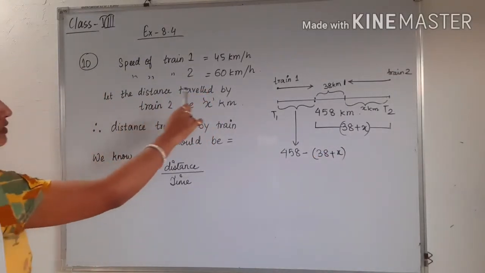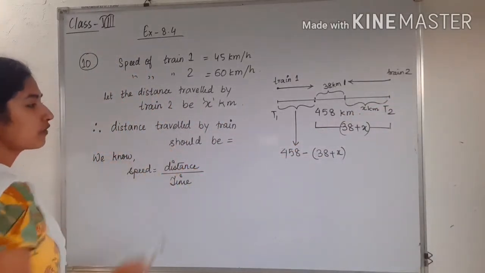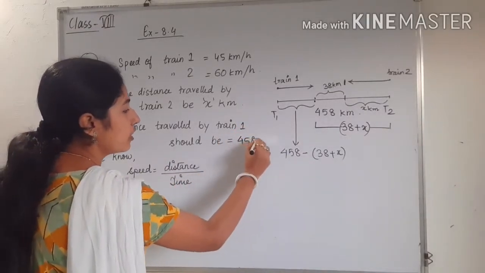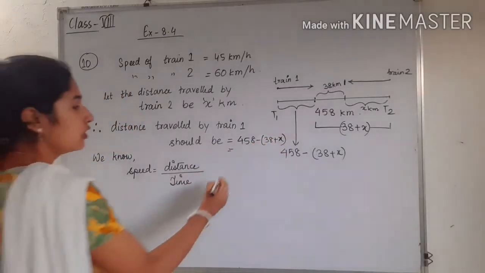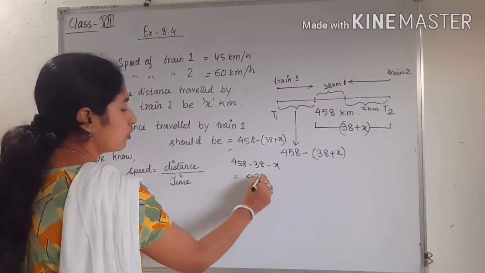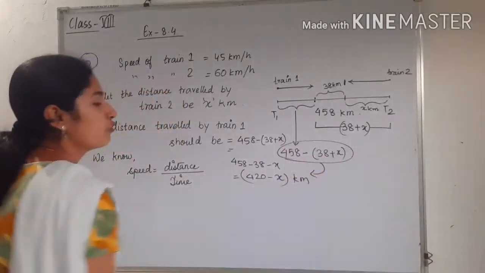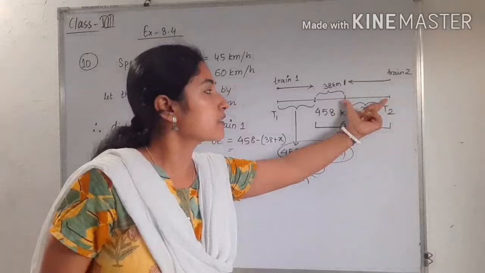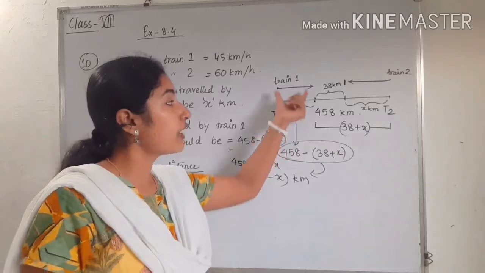written, see, let the distance travelled by train 2 be x kilometer, that distance. And therefore the distance traveled by train 1 should be equal to what? This much, that is 458 minus (38 plus x). So after opening the bracket, you will get 458 minus 38 minus x. That should be equal to 420 minus x. Okay. So this distance is x kilometer and this much distance is 420 minus x kilometer.